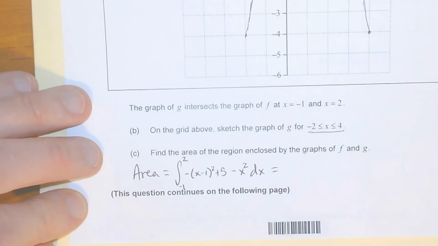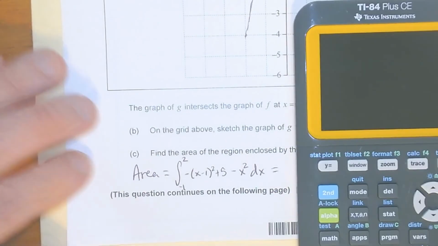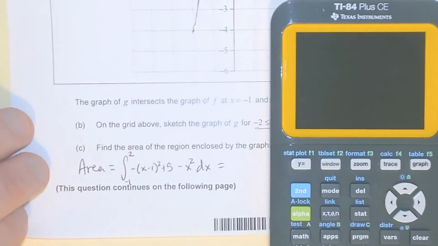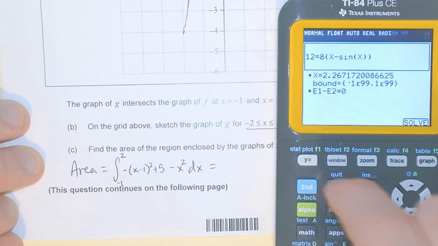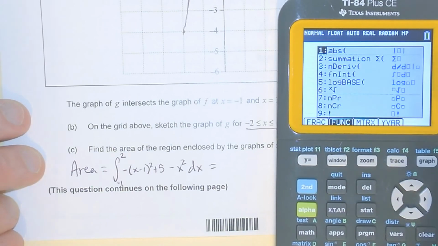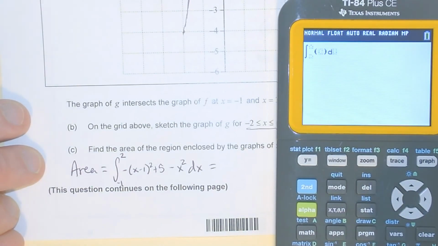Now I suppose we could do this by hand. I don't think that I'm going to, though, because this is the calculator section of the test. I've already written down my work for it. So let's go ahead, alpha window number 4. We're going from -1 to positive 2. And here I'll go minus parentheses x minus 1 squared minus 5. That looks like everything I need there, dx.